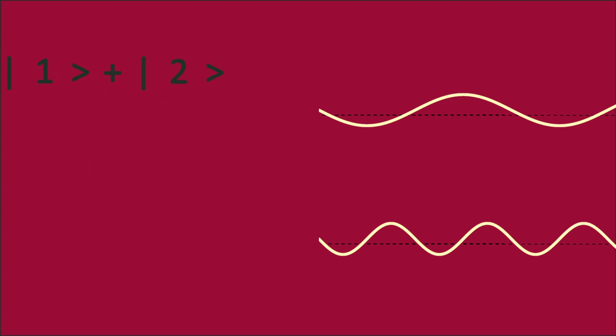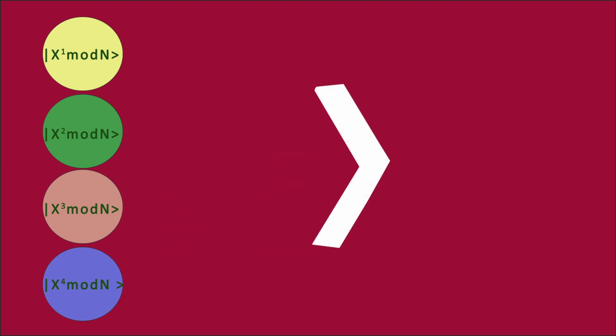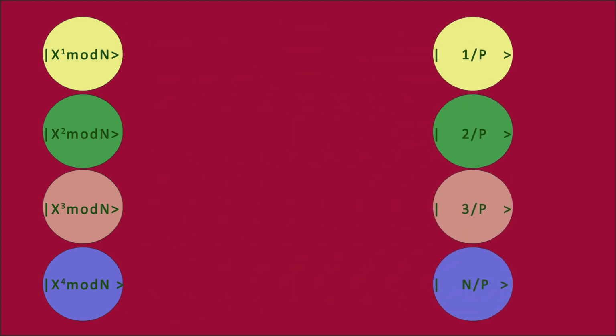Now, entering the superposition of these states, the waves add up in some parts and subtract in others. It so happens that when we work out a Fourier transform on our base states of x^a mod n, it returns a superposition of numbers 1/p, 2/p, and so on, and now it's very easy to measure 1/p from the superposition. Now that we have found the period, we can use the maths to find the prime factors of n.